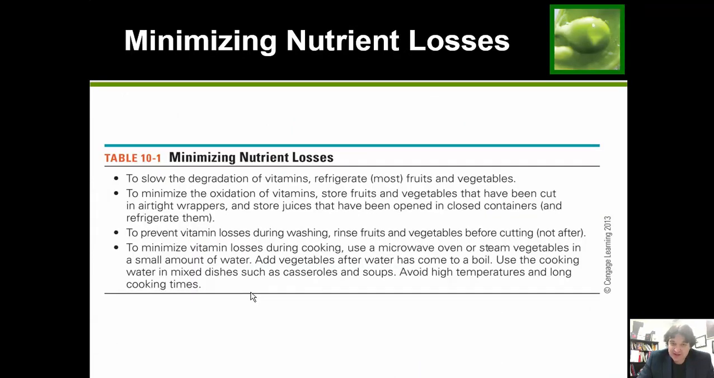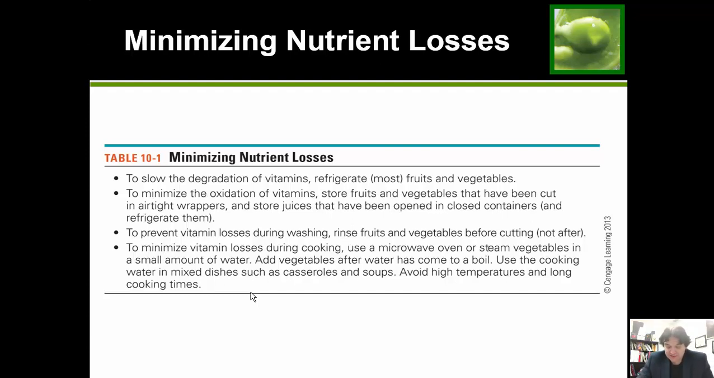The organic structure of vitamins means that they can be destroyed easily by cooking and improper storage. There are methods you can use to minimize nutrient losses, such as refrigerating fruits and vegetables, storing cut fruits and veggies in airtight wrappers or closed containers, refrigerating those. Use a microwave, steam, or simmering in small amounts of water, as opposed to using high temperatures for long cooking times. So there are some ways we can minimize nutrient loss, or vitamin loss.